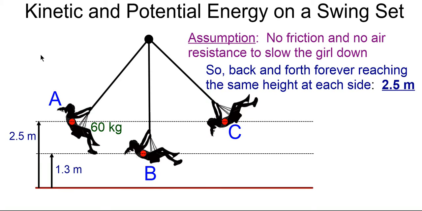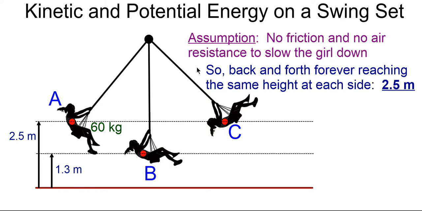One of the classic energy problems involves a child going back and forth on a swing set. And you'll see one probably on the test, the MCAS, and they'll ask you questions about where she has how much energy and how energy changes. We'll deal here just with how much energy she has at different points, A, B, and C.